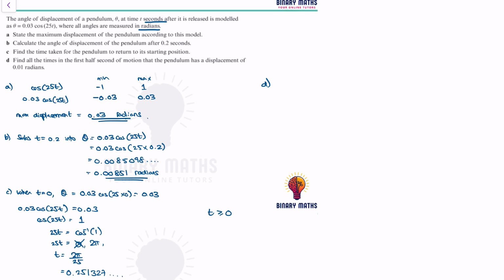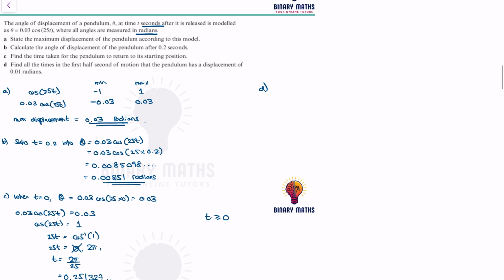Find all the times in the first half second of motion that the pendulum has a displacement of 0.01 radians. That means 0.03 cos of 25t must be equal to 0.01, where t has to be greater than or equal to 0 but less than or equal to 0.5. Which means cos of 25t is equal to 0.01 divided by 0.03, which is a third. So let u be... we could just do a substitution for this one because it's a bit more complicated.